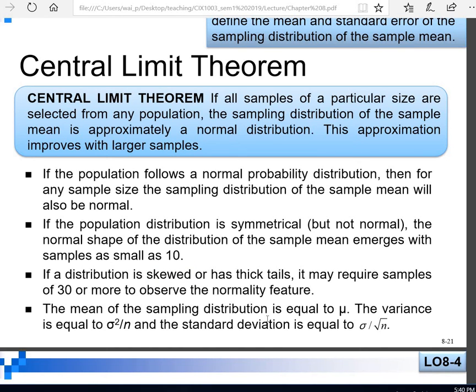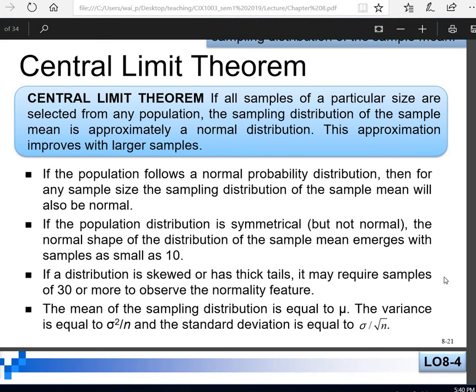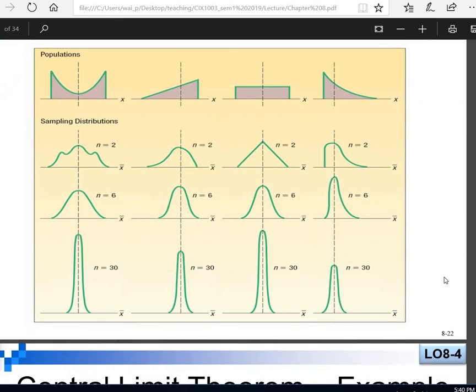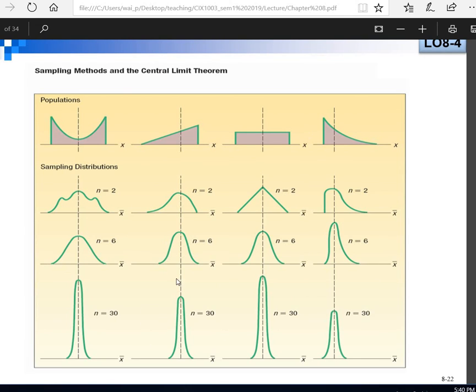The mean of the sampling distribution is equal to the population mean, the variance is equal to the population variance divided by n, and the standard deviation is equal to the population standard deviation divided by the square root of n, if it approaches normal. This is how we summarize and display it in graph form. If the sample sizes are 2, 6, and 30, we can notice that by increasing the sample size, we can get a normal distribution.